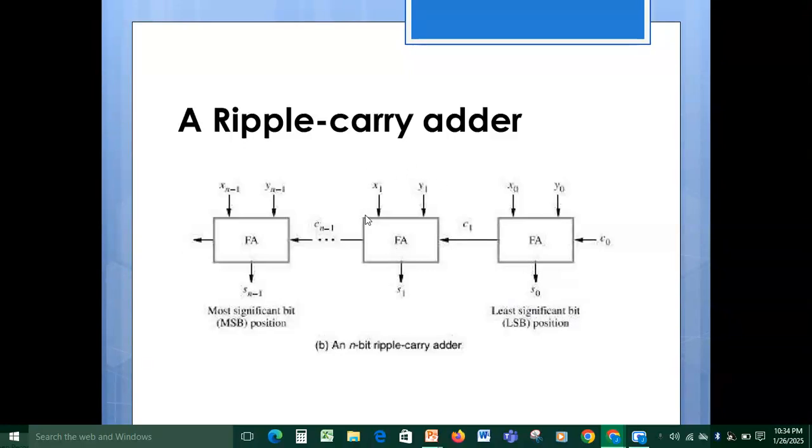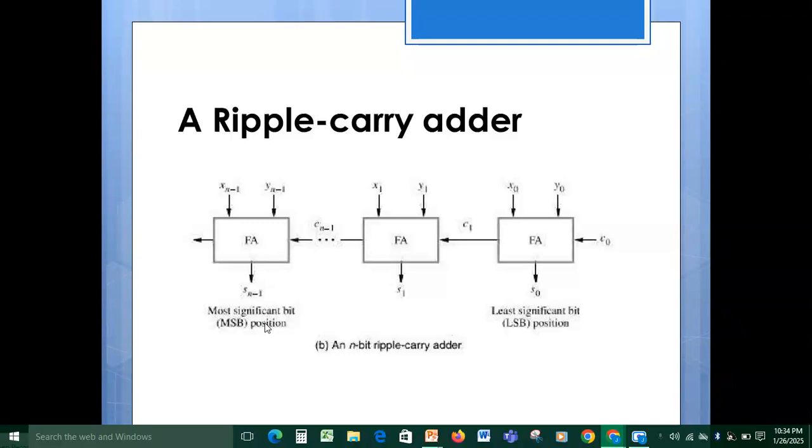Then the second full adder will take X1, Y1, C1 as input and perform the full addition. The output will be S1 and C1. The C1 will be the input for the next, third stage. Likewise, it will carry on the operation. The last stage will be the most significant bit.